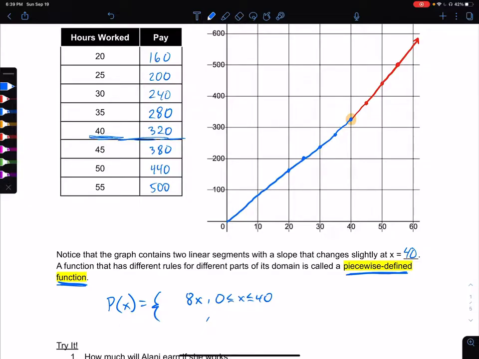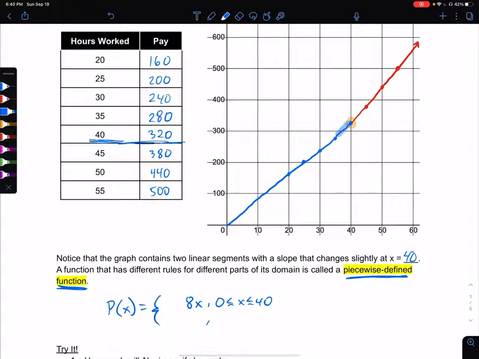And she technically can work 0 hours, right? She wouldn't be paid, but she can work 0 hours. So we would include that with the less than or equal symbol. Now, that applies to this part of the graph right here. So this piece would apply from 0 to 40, that being your domain.